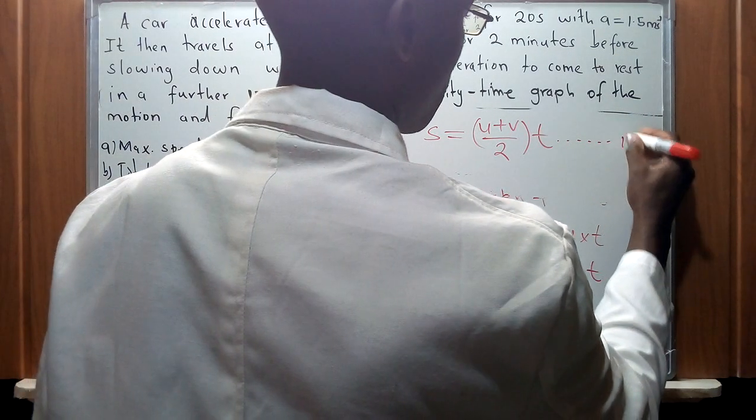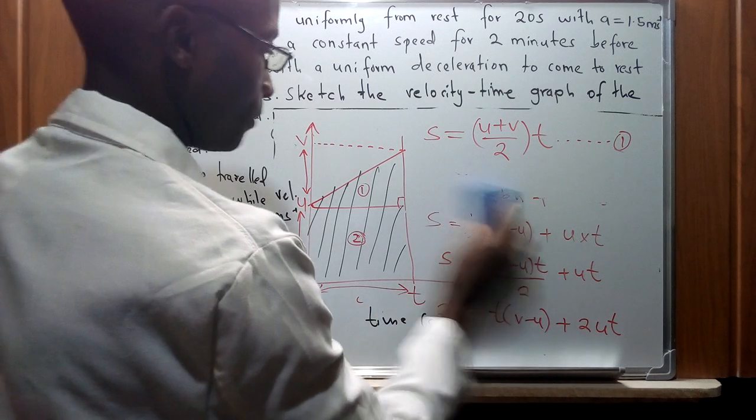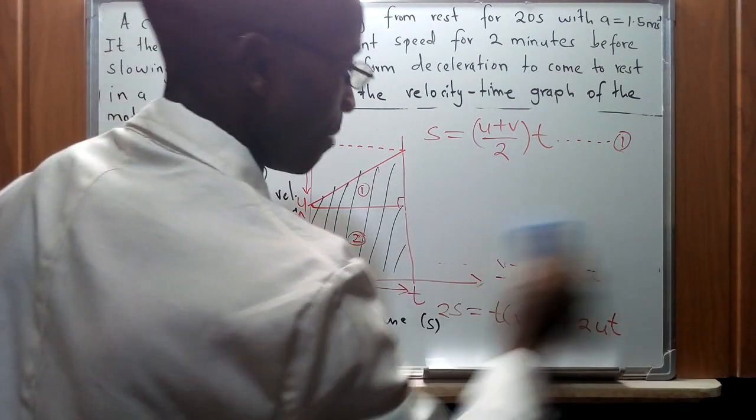This is equation number 1. From the velocity time graph, we are able to use this information to find what we call displacement. So that's our equation number 1.